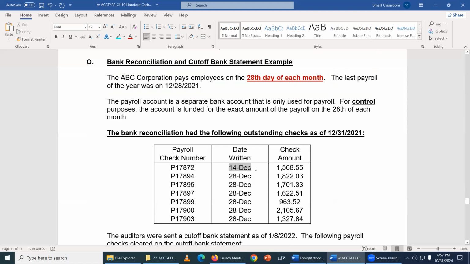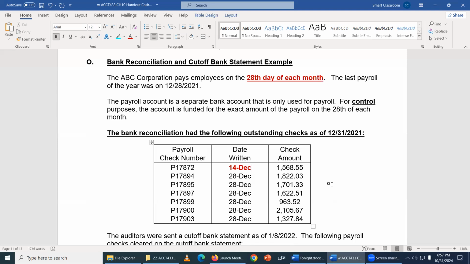Yeah. This indicates that what they told us is paid on the 28th of each month apparently isn't set in stone, because here we have one that was written on the 14th. Now we would probably have to look and see why it was written on the 14th, but there actually is one that, from what we were told, shouldn't be there.